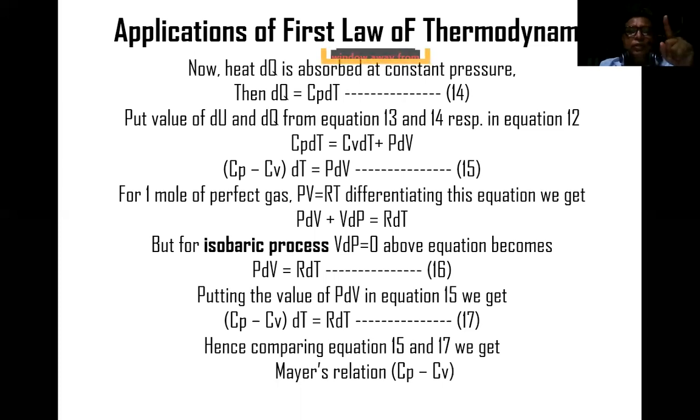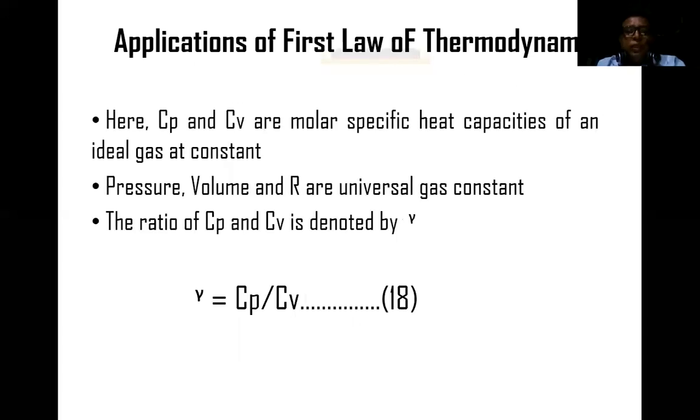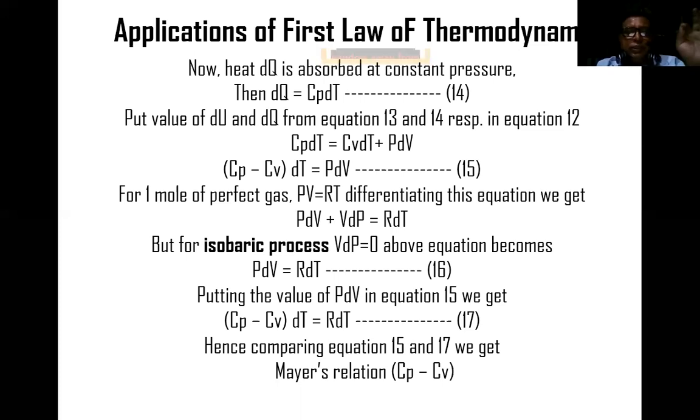The value of PdV, as we saw in the above equation, is RdT. That value of PdV is to be put there. Then you get (Cp minus Cv) dT is equal to RdT. This is equation 17. Hence, comparing equations 15 and 17, we get Mayer's relation: Cp minus Cv is equal to R. Write is equal to R after this; it was missed.